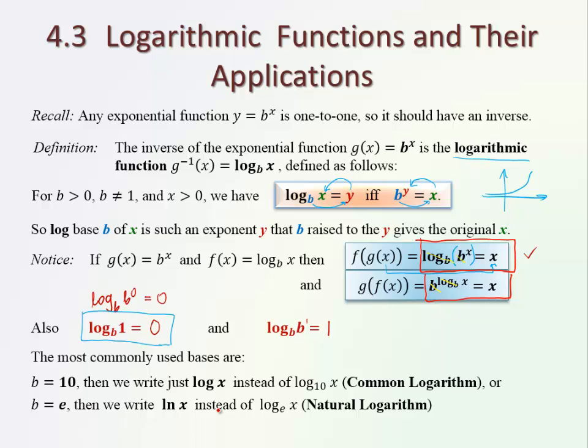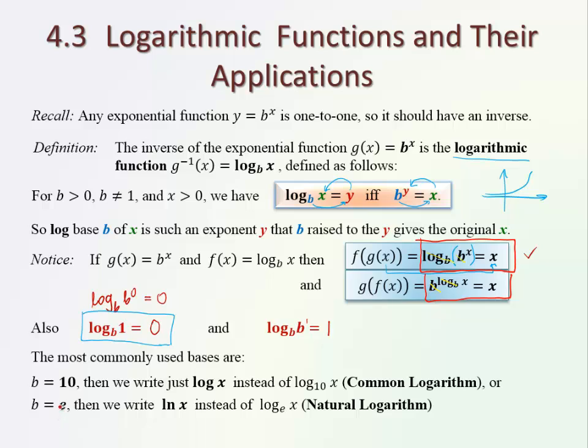In logarithms, we usually use two types of bases. Those are the most commonly used bases. Either base 10, and then we write log without mentioning the base. If you see something written like log x with no base at all, we assume that the base is 10. So that really means the same as log with base 10 of x, and this is called the common logarithm.